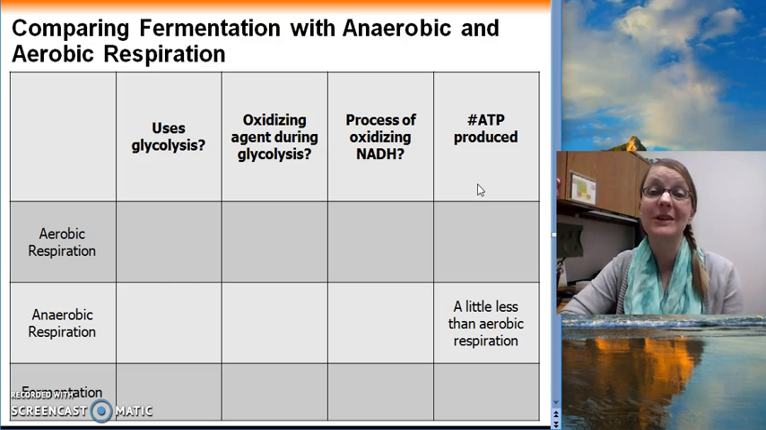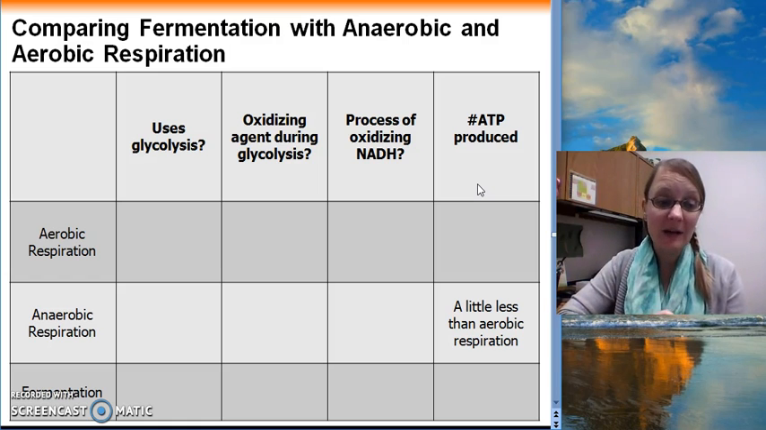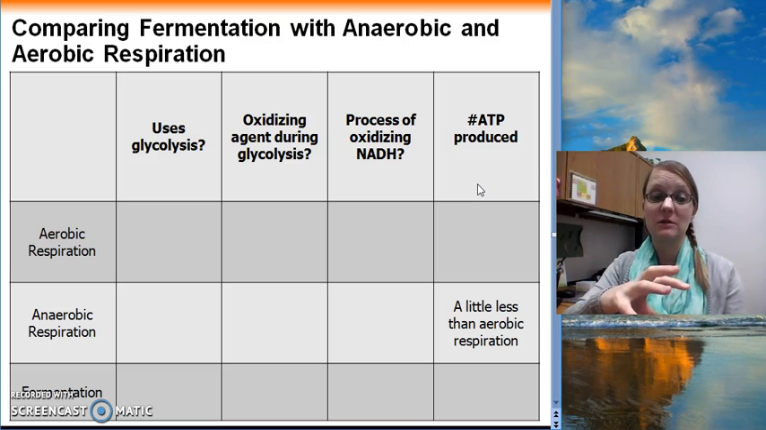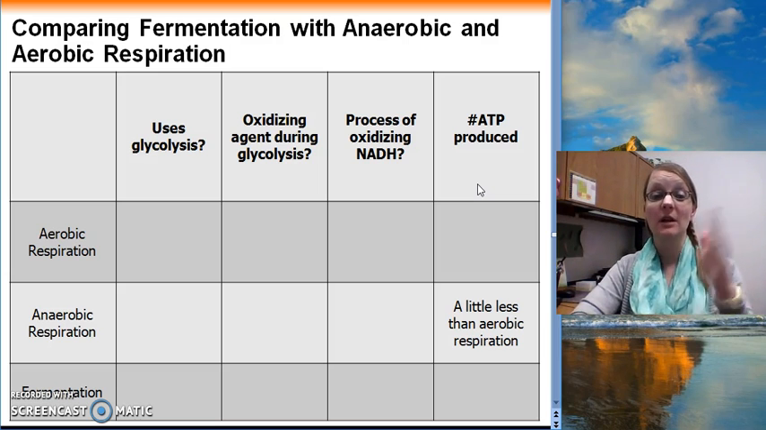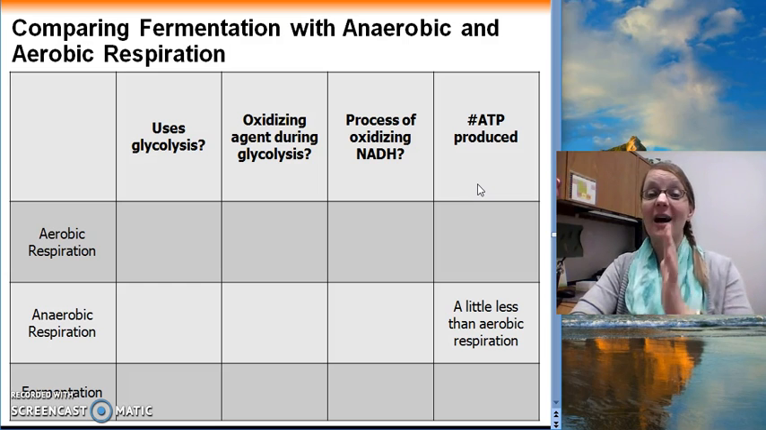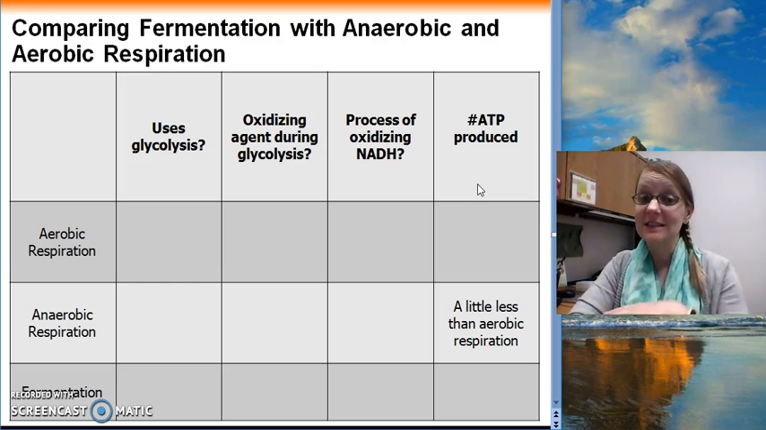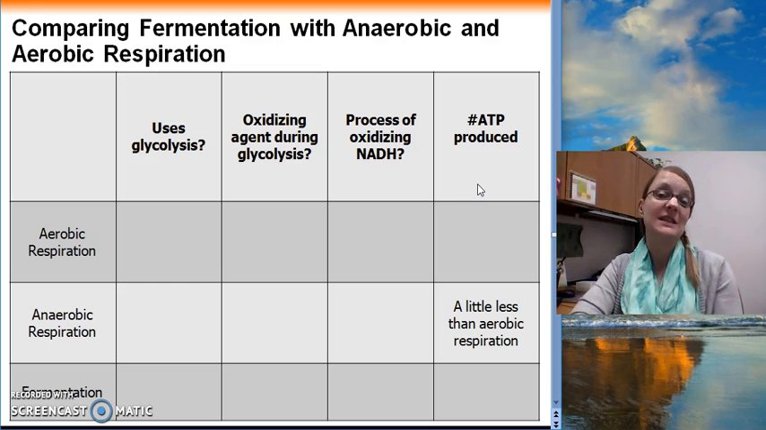Okay, so let's do a little bit of an exercise. In this chart, you can fill in as we go along, but it's essentially a comparison between aerobic respiration, anaerobic respiration, and then fermentation in terms of use of glycolysis, the oxidizing agent for glucose, the process of oxidizing NADH, and then the amount of ATP produced. So let's go through it step by step.